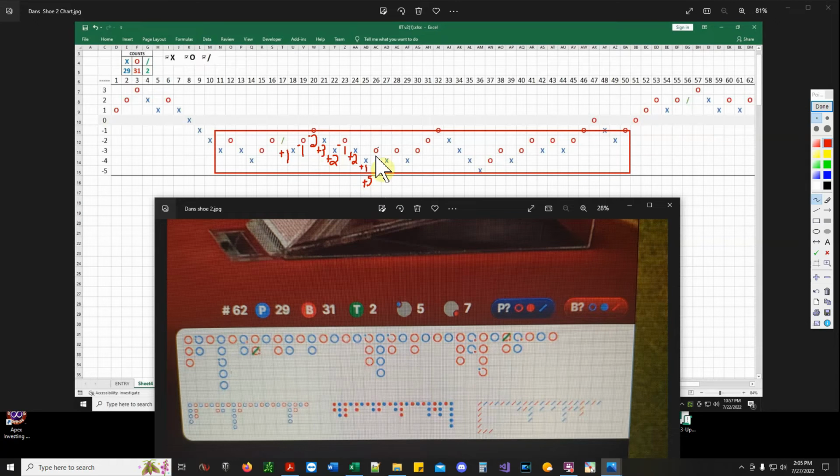Let's continue on. 1, you lose. 2, you win. 1, you lose. 2, you win. 1, you lose. 2, you lose. 3, you lose. 4, you win. 3, you win. 2, you win. And back to 1. And 1, you win. So you're at +5, +4, +6.